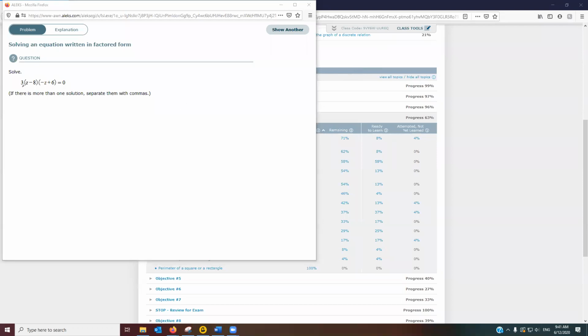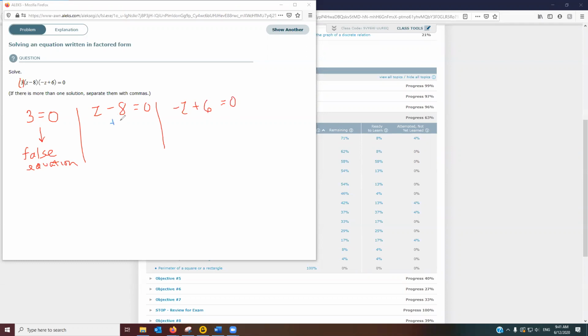equal to 0. Now, you could really think of this 3 in parentheses. So I could think about setting 3 equal to 0, but of course I'm not really going to bother doing that because I know that leads me to a false equation. There's no solution for that part, but I can set z minus 8 equals 0, and I can set negative z plus 6 equals 0. Now let me solve these equations separately.